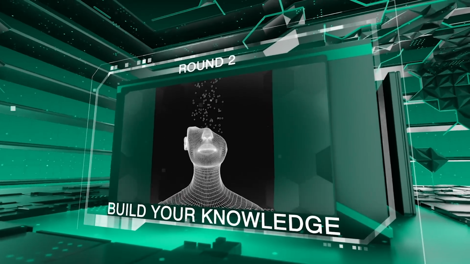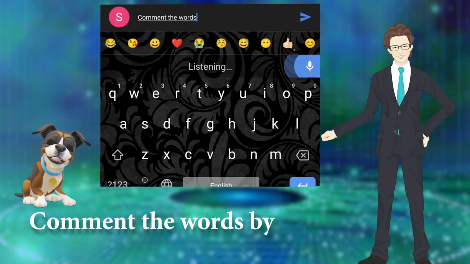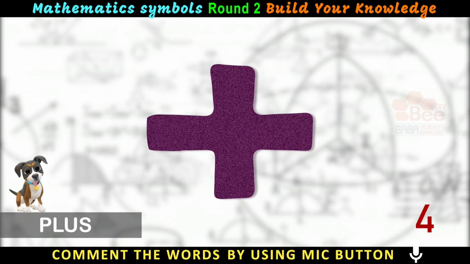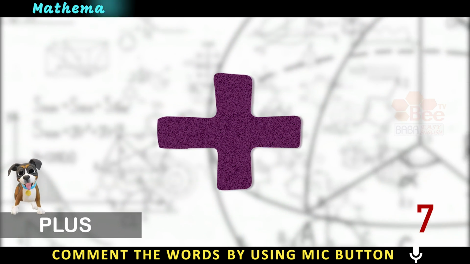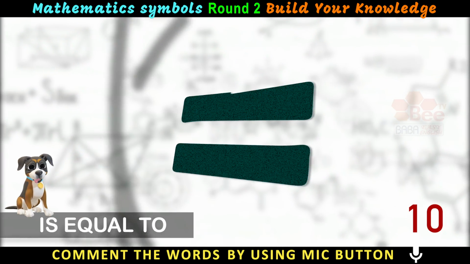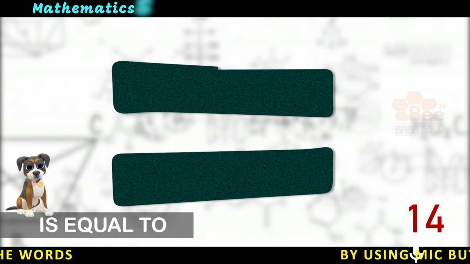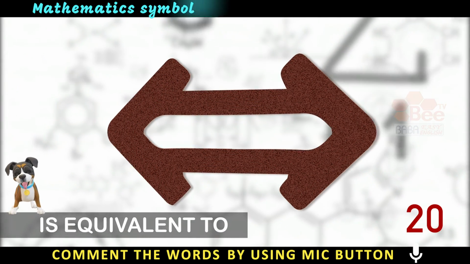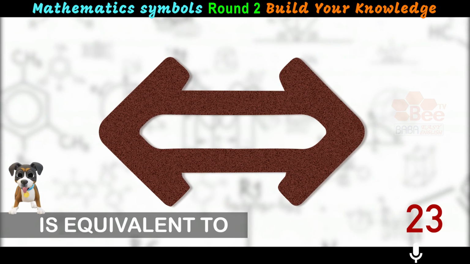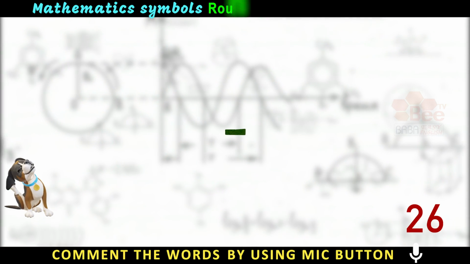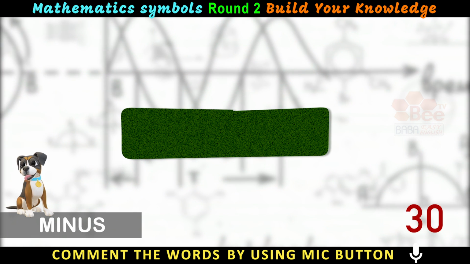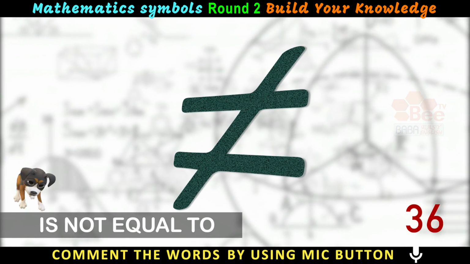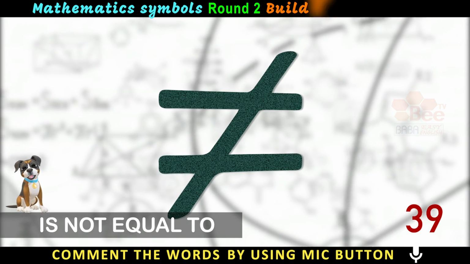Round 2. Build your knowledge. Comment the words by using the mic button on your keypad. Plus. Is equal to. Is equivalent to. Minus. Is not equal to.